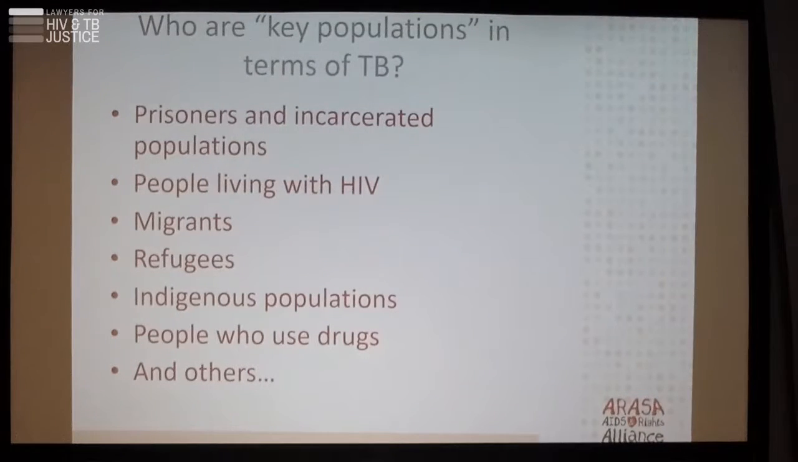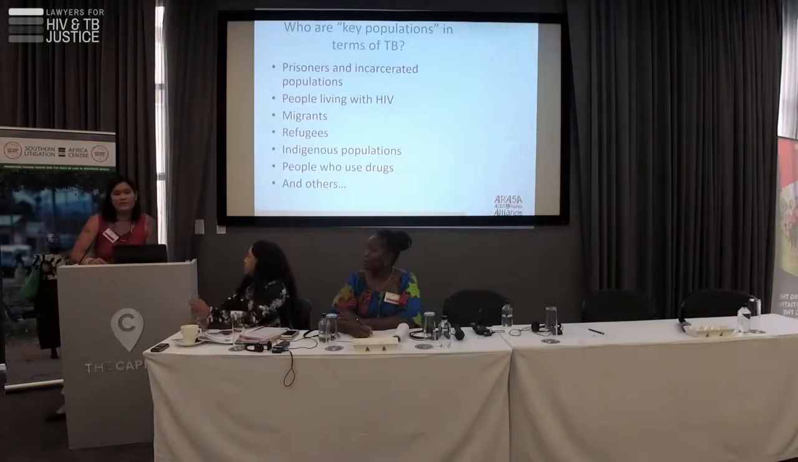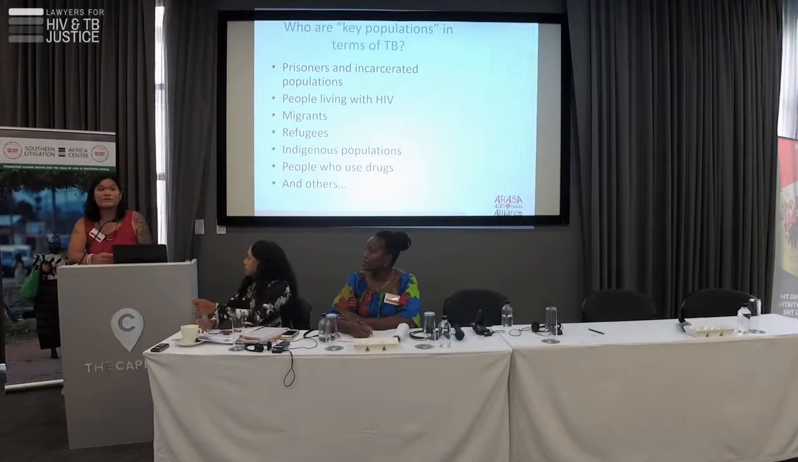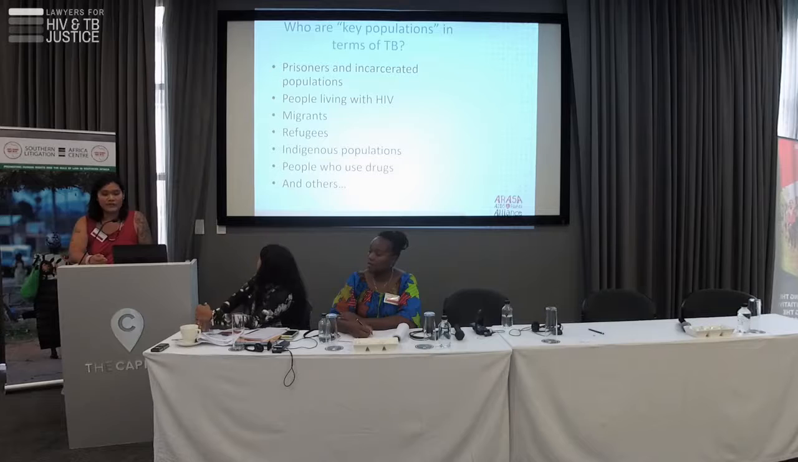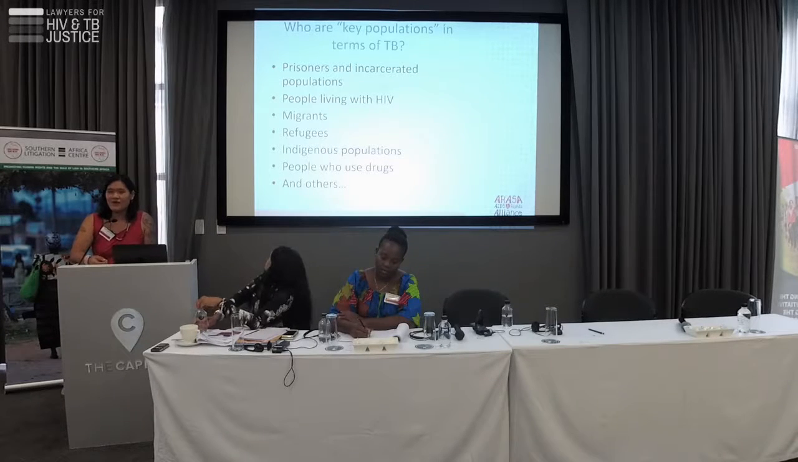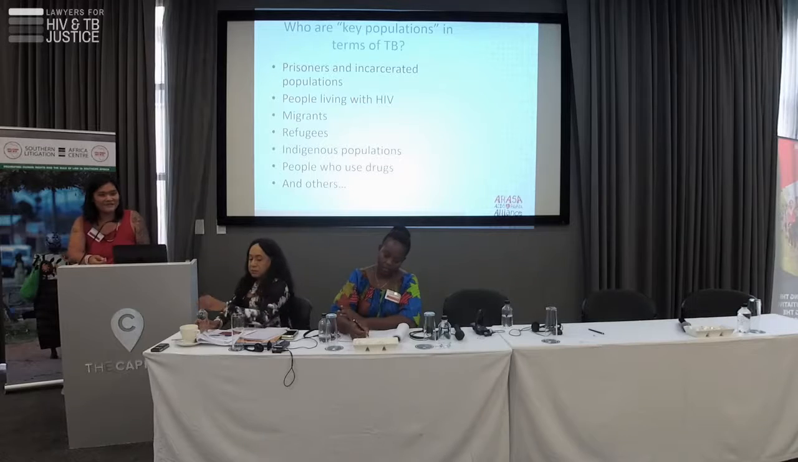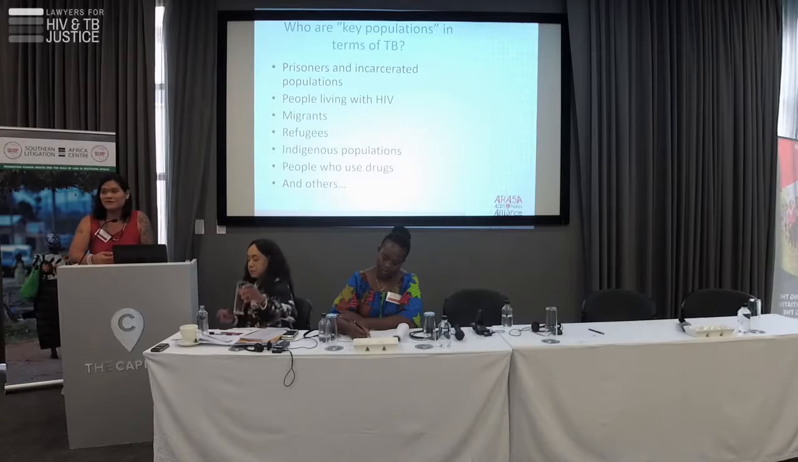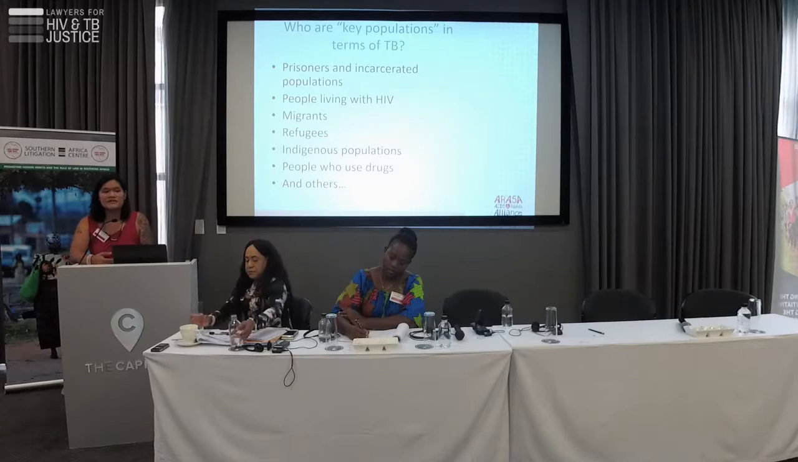And I want to just mention here that you do see a clear overlap between key populations for HIV and key populations for tuberculosis, as well as the fact that every person who has HIV, many of whom are key populations for HIV, sex workers, trans people, men who have sex with men, are considered to be key populations in terms of TB because they are immunosuppressed. So you see that there is a large overlap between the two issues.